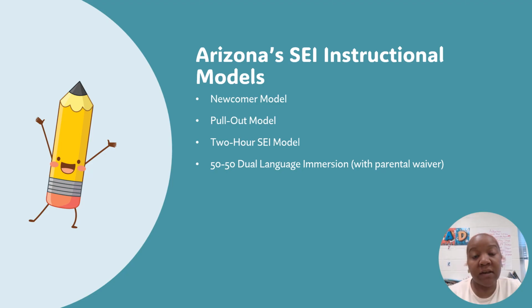Arizona offers several SEI program models. The newcomer program supports recent arrivals with intensive language support. The pull-out model removes students for small group language instruction. The 2-hour model requires 2 hours daily of targeted English language instruction. The 50-50 dual language model teaches in both English and another language, requiring parent approval. Each model meets different student needs and contexts.